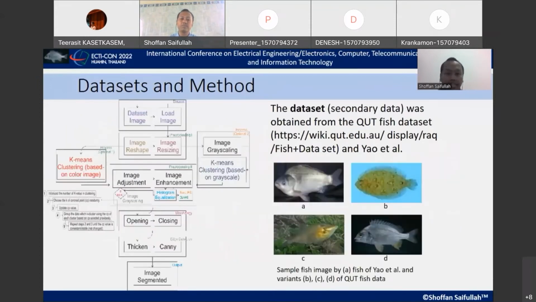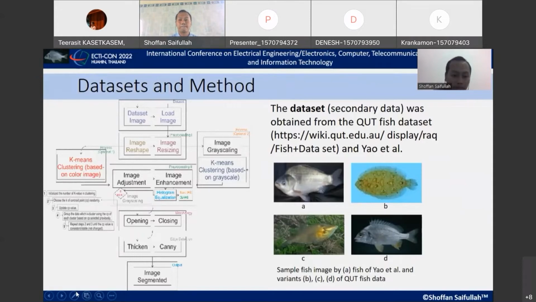This is our dataset and methods. The dataset we used is secondary data obtained from the QT face dataset, which can be checked at wiki.qt.edu.eu, the face plus dataset, and from Yao et al., from the previous research.